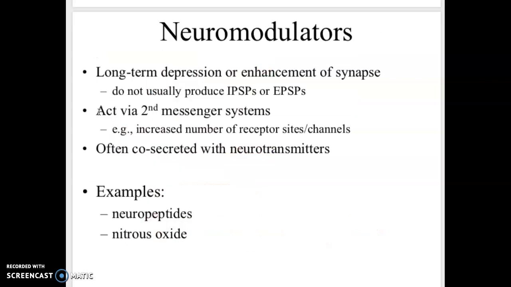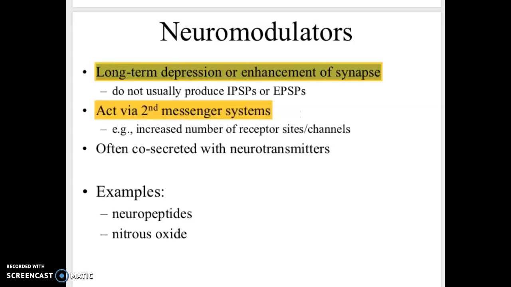Neuromodulators act via a secondary messenger system. This causes long-term changes in the synapses. A secondary messenger system is very complicated. You can look it up or email me if you have questions about it. But basically what I want you to know is that a second messenger system is a really lengthy chain of different steps that causes long-term depression or enhancement. It leads to changes in DNA and changes in the number of proteins produced.